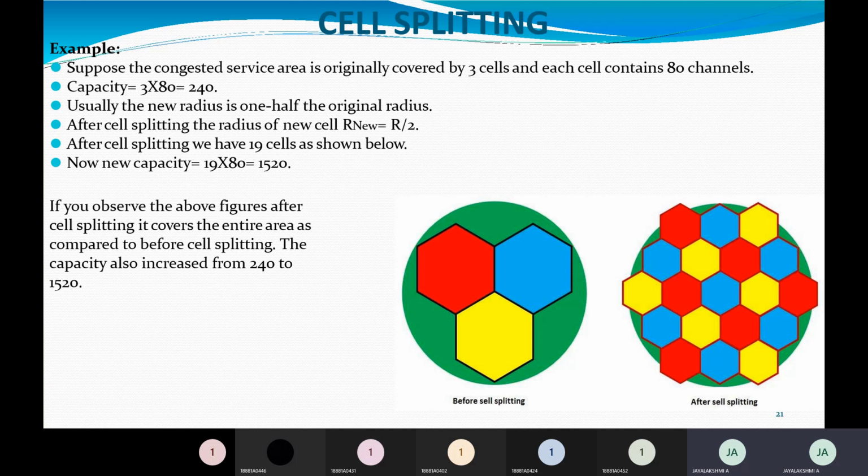So the cell splitting concept indicates that as the users increase, the channel capacity decreases, so we have to go for extra channels. To provide the extra channels, we follow a technique called cell splitting. In the cell splitting concept, we are splitting the congested cell into smaller cells. Here we have two types of techniques in cell splitting.